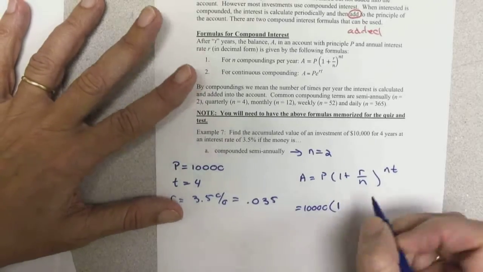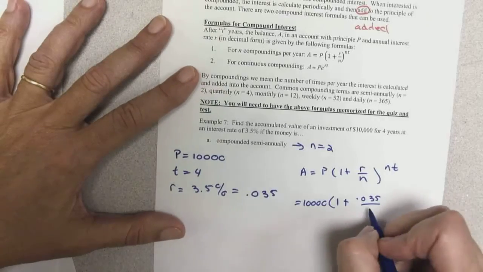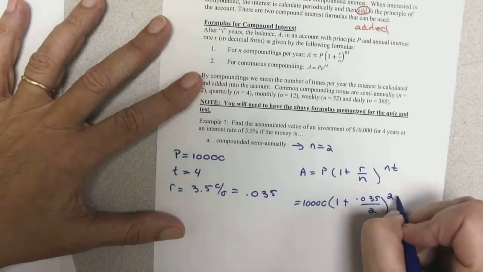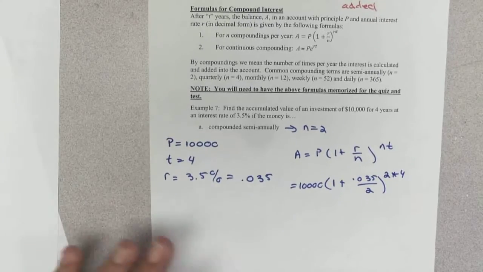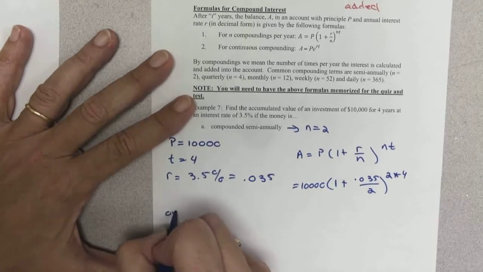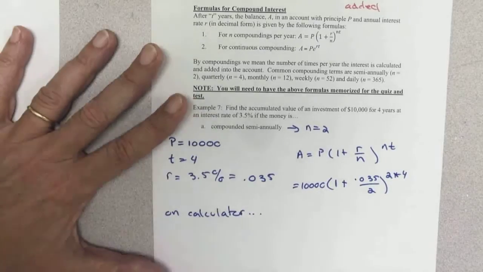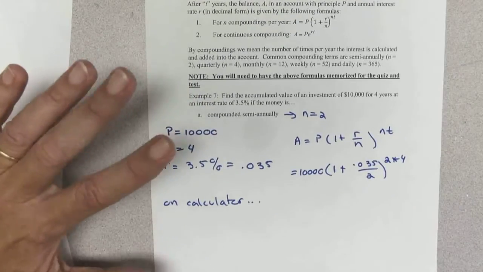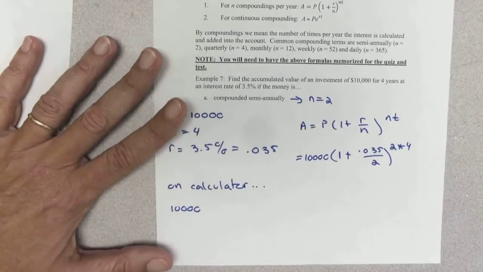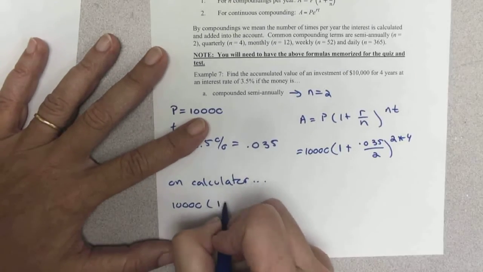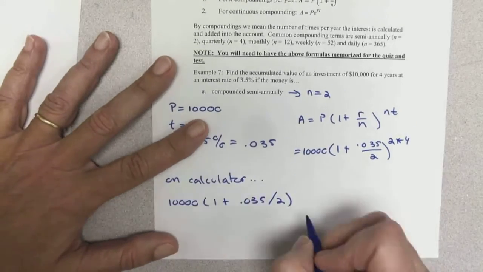So 10,000 times 1 plus 0.035 divided by 2 raised to the 2 times 4. And you're just going to do this on a calculator. And my advice is just type the whole thing into a calculator, pretty much the way you see it. 10,000 times 1 plus 0.035 divided by 2.